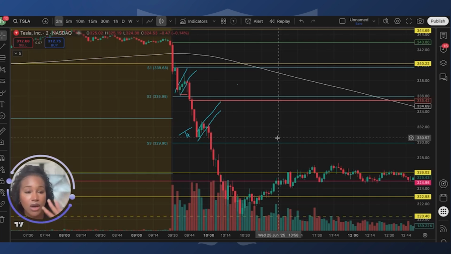Now, this is not the end-all be-all. You still need to learn how to actually draw your levels going forward, but it's a great way to start, because nothing hurts more than getting into an awesome winning trade and it bounces out of nowhere and you don't get paid, and the green trade that you had turns red.